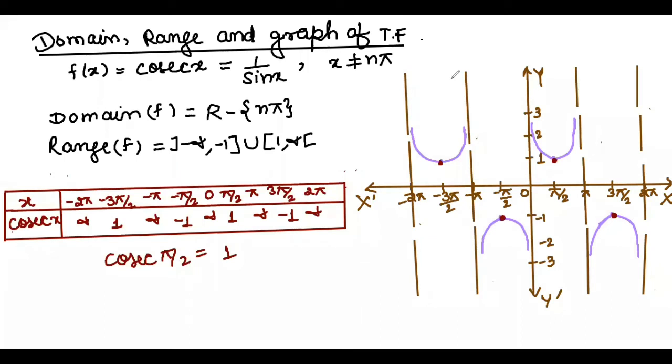Here we can see in the first quadrant, between 0 to pi by 2, cosec decreases from infinity to 1. Now in the second quadrant, pi by 2 to pi, cosec increases from 1 to infinity. Then in the third quadrant, between pi to 3 pi by 2, cosec increases from -infinity to -1. And in the fourth quadrant, between 3 pi by 2 to 2 pi, cosec decreases from -1 to -infinity.